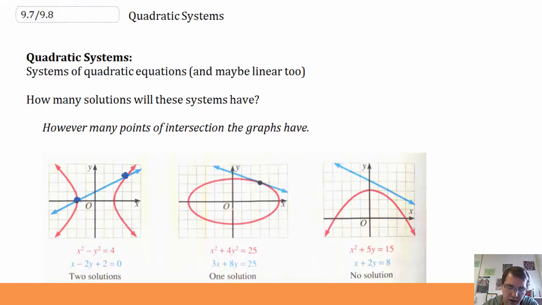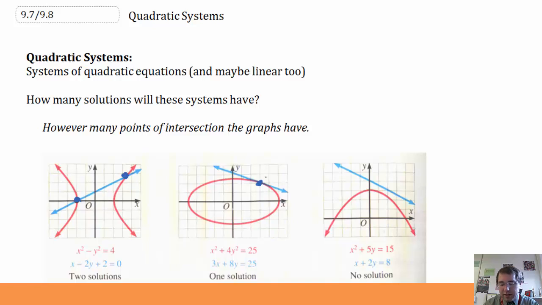Okay? The second one, x squared plus 4y squared equals 25, which is an ellipse, the one in red, and then 3x plus 8y equals 25, which is the line in blue. That line happens to only touch the ellipse at one point. It is tangent to the ellipse, so there is one solution. If, say, the line was just a fraction of an inch lower than that, it would intersect the ellipse in two places. If it was a fraction of an inch higher than that, it would not intersect the ellipse at all, and there would be no solutions.